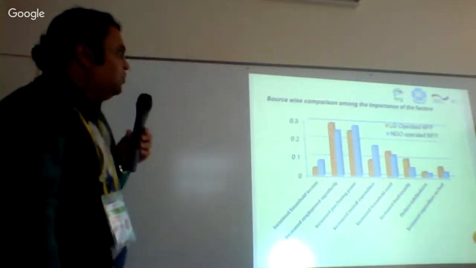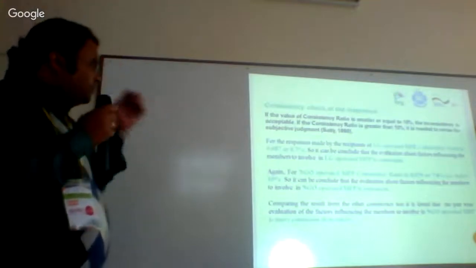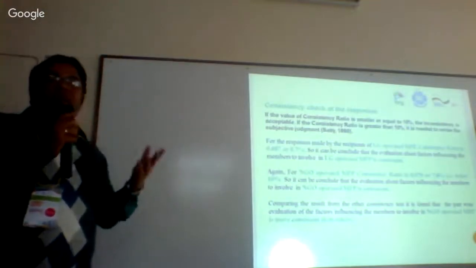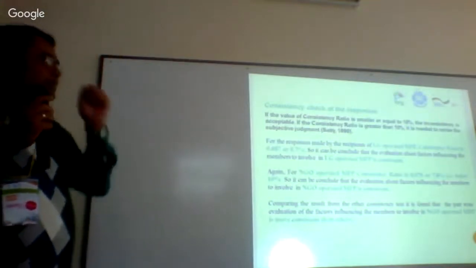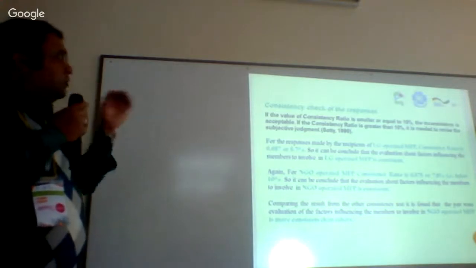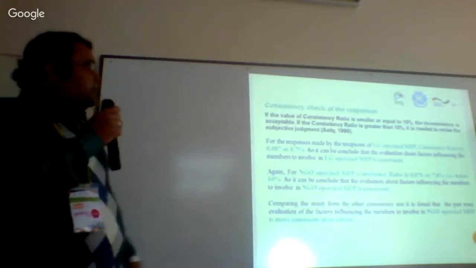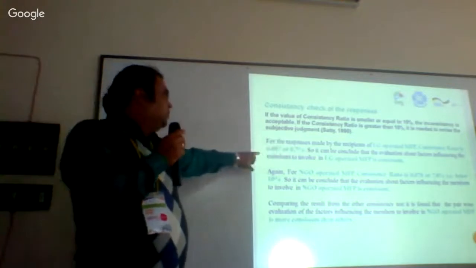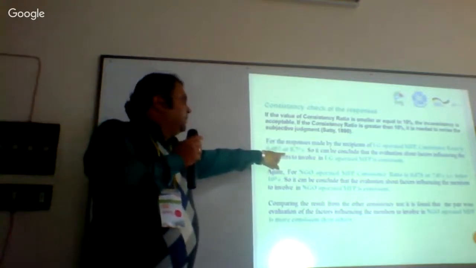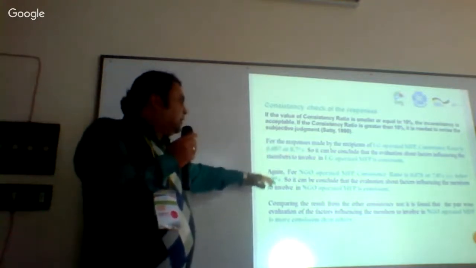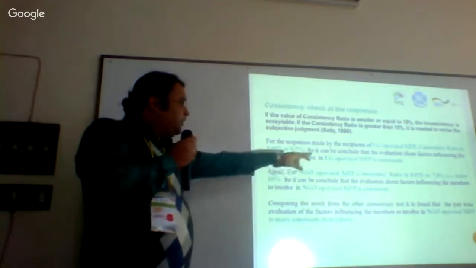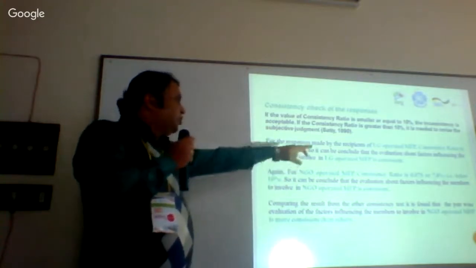And if we try to find out whether this research is accepted or unaccepted, in that case, we have to do the consistency checking. The consistency checking for the microfinance operated by the local government is 8.7%, and that is consistent. And in the NGO operated program, that is also consistent, at 7.8%.